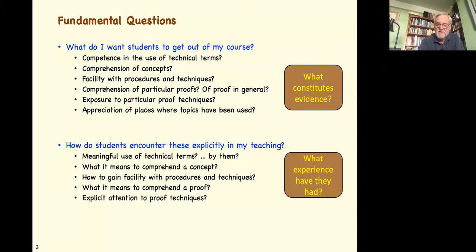How do I draw attention to various proof techniques? How do I indicate that it's a technique and not simply a one-off way of proving a particular result? This relates to one of my major interests, which is the whole role and structure of attention, the structure of the teacher's attention, the structure of the student's attention, and how these interact. But that would be for another time. How do students gain appreciation of places where topics have been used? And used by them, not just by me or my claims.